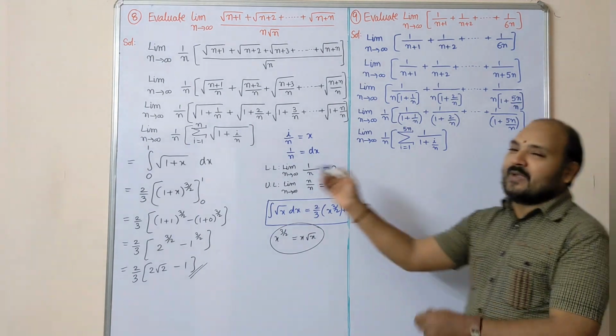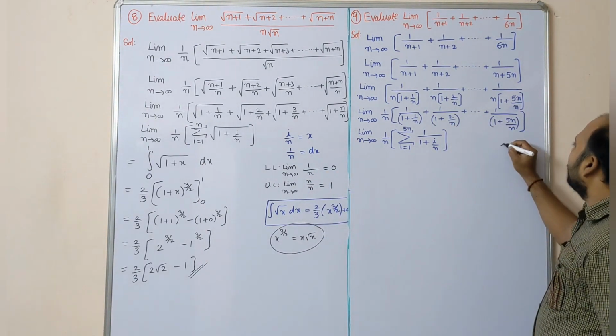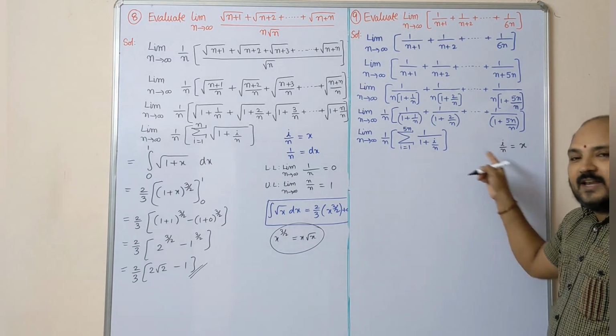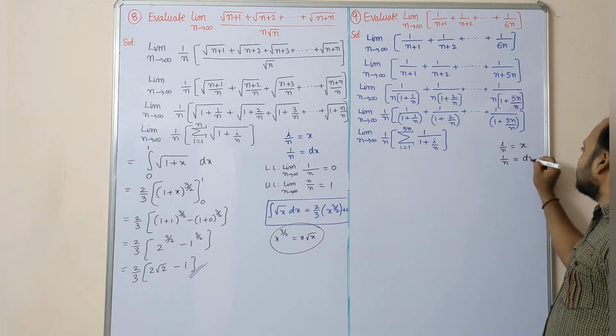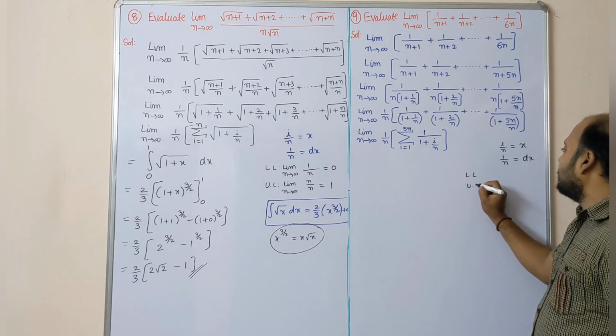After writing this summation, we need to write the values. i by n is equal to x. Wherever i by n is there, x. Wherever 1 by n is there, it will become dx. And find out the lower limit and upper limit.